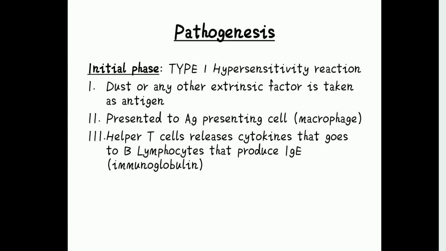When we see the pathogenesis of asthma, there are two phases: one is the initial phase and the second one is the late phase. In the initial phase, dust or any other kind of allergen is taken as antigen. The antigen is presented to an antigen presenting cell or macrophages. Helper T lymphocytes release cytokines that go to B lymphocytes, and B lymphocytes, you all know, produce immunoglobulins. In case of asthma, the immunoglobulin that is produced is IgE.